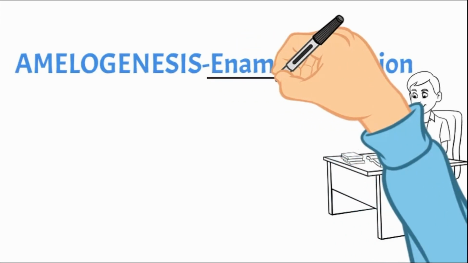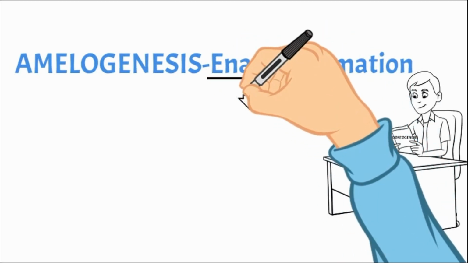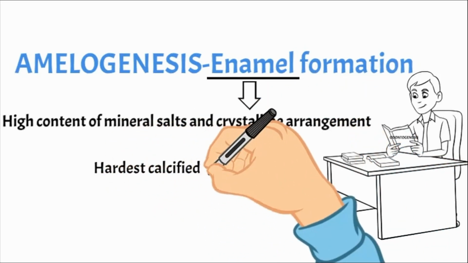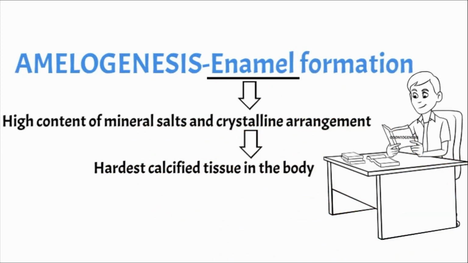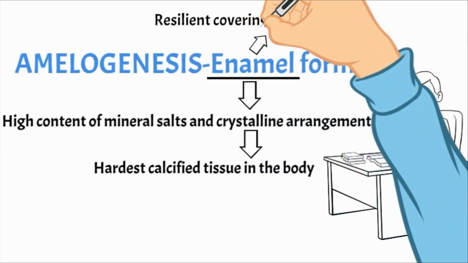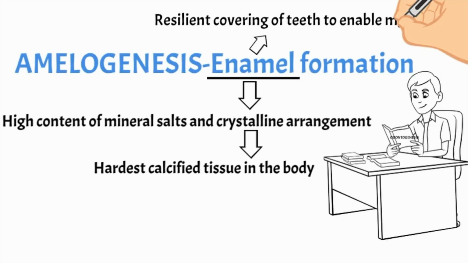We already know that enamel, by virtue of its high content of mineral salts and their crystalline arrangement, is the hardest calcified tissue in the human body. The function of the enamel is to form a resilient covering to the teeth to enable mastication.